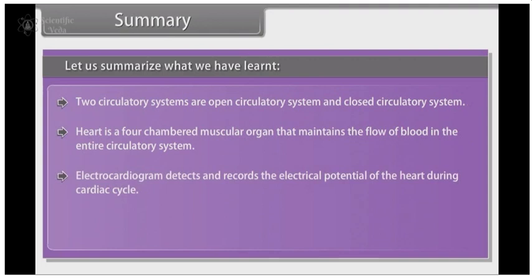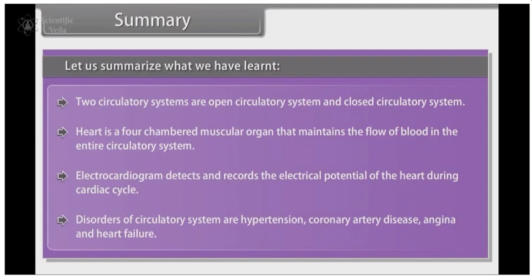Electrocardiogram detects and records the electrical potential of the heart during cardiac cycle. Disorders of circulatory system are hypertension, coronary artery disease, angina, and heart failure.